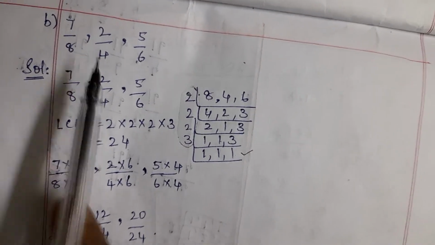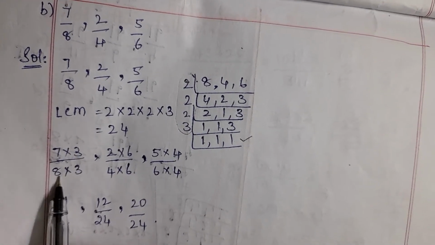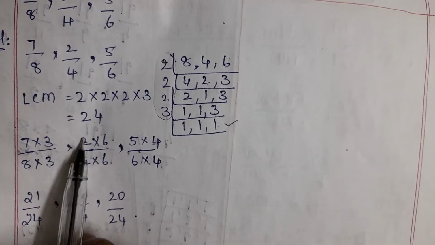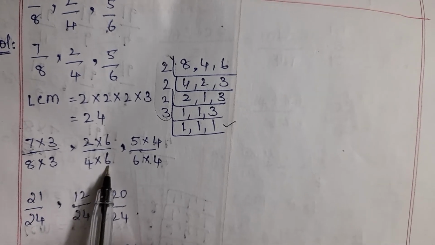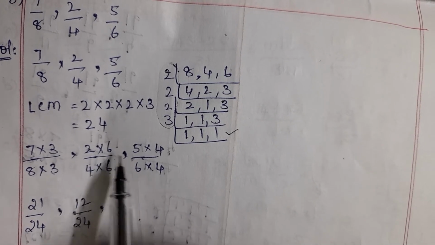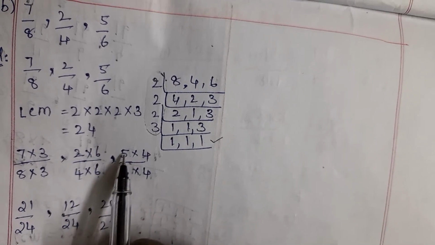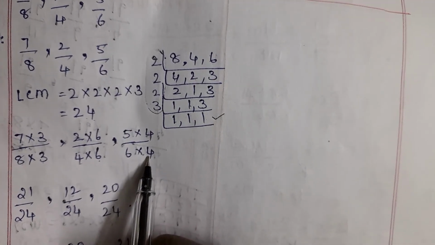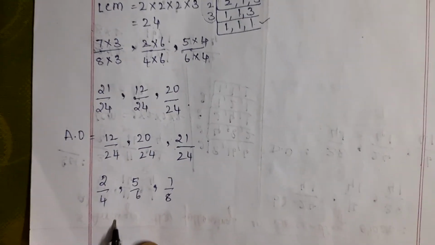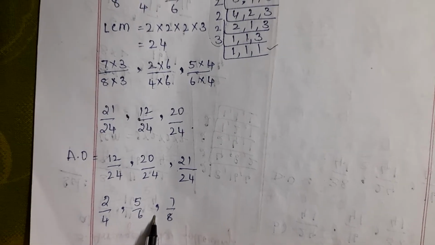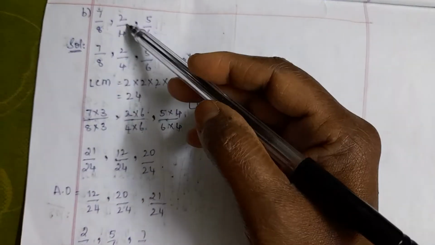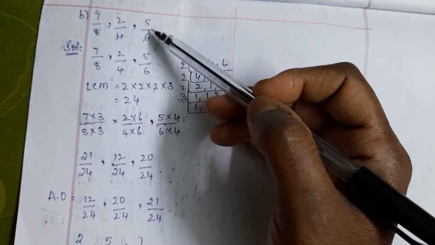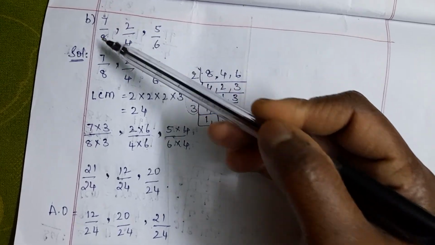So first fraction is 7 by 8. 7 by 8, 8 3s are 24. Next is 2 by 4. 4 into 6, and in the numerator also 6. 5 by 6. 6 into 4, 6 4s are 24. So multiply and write. This is our answer. So the first fraction, 2 by 4, is the smallest. Then comes 5 by 6. Then comes 7 by 8.